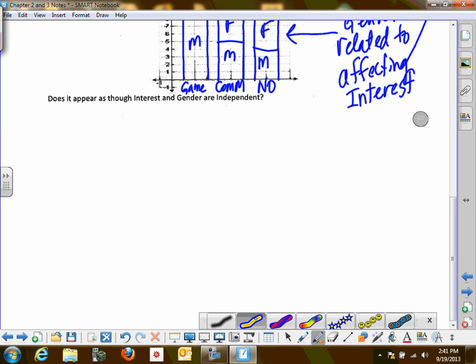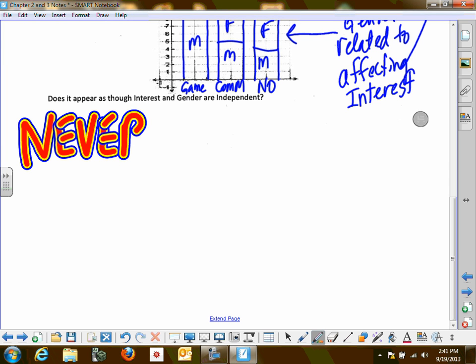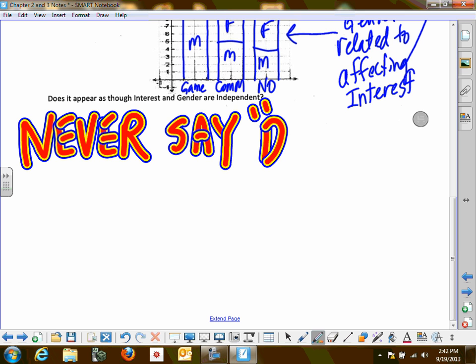Okay, let me see if I can fit this on here. Never, ever. So if I was your parent, I'd say, don't you ever, I'm your stat parent. Does that sound like what a parent would say? Don't you ever talk to me that way or whatever. Don't never say dependent.